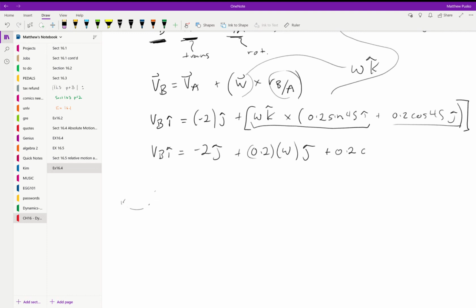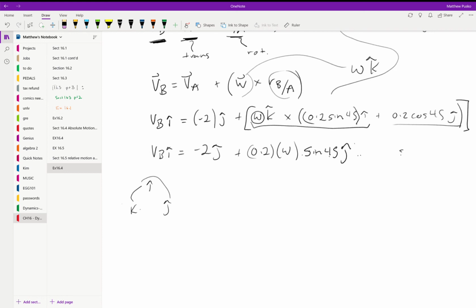Okay, so 0.2 omega times the cosine. Nope, I'm leaving terms out, y'all. I'm sorry. So I need the magnitude of this and the magnitude of this. So I need the cosine, the sine of 45. And k crossed into I. Let's make our little thing again. K crossed into I will give us a positive j.